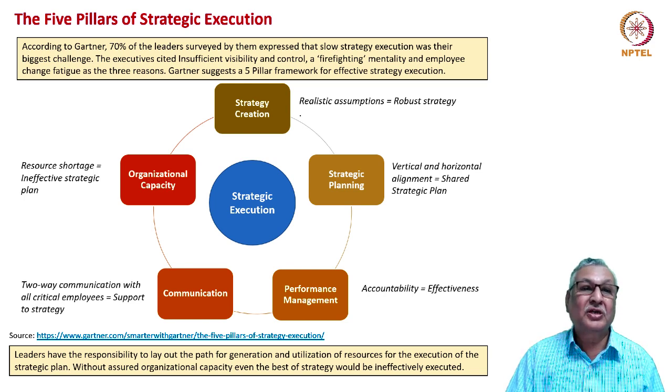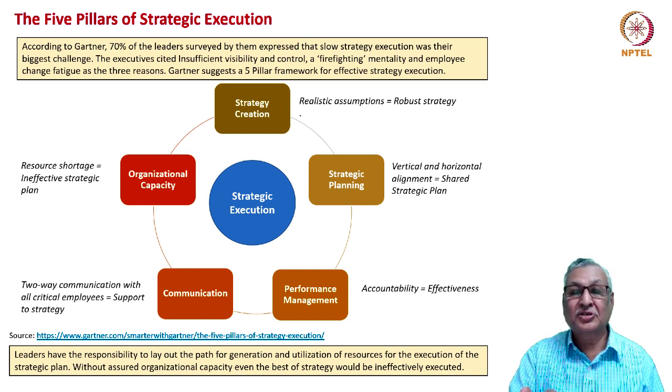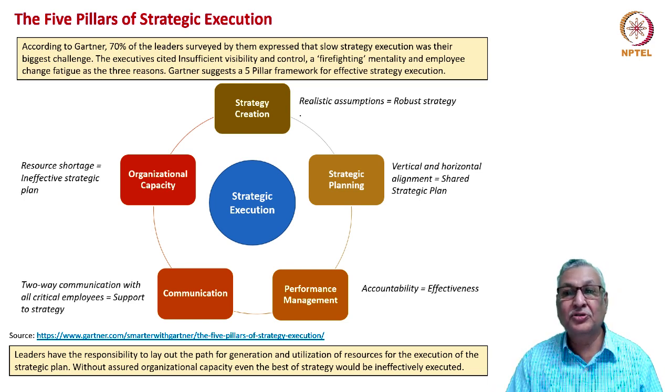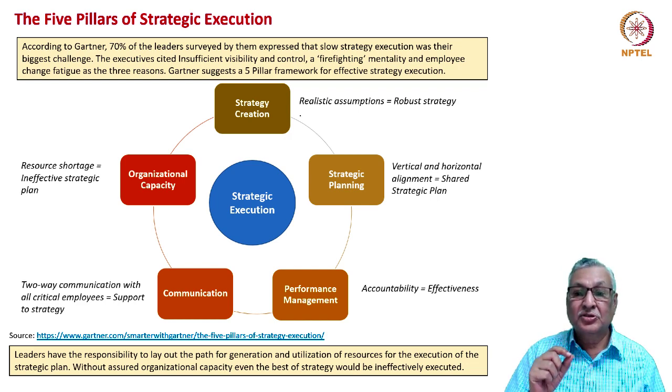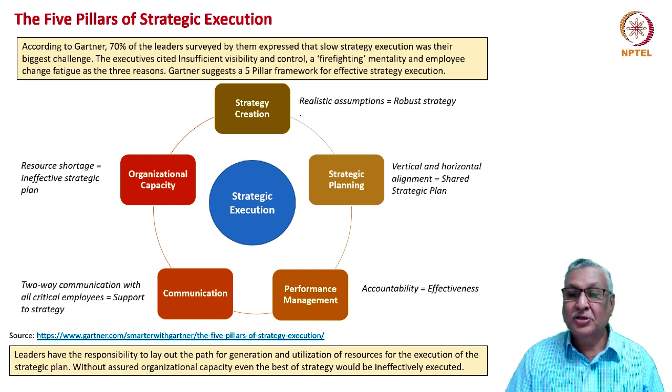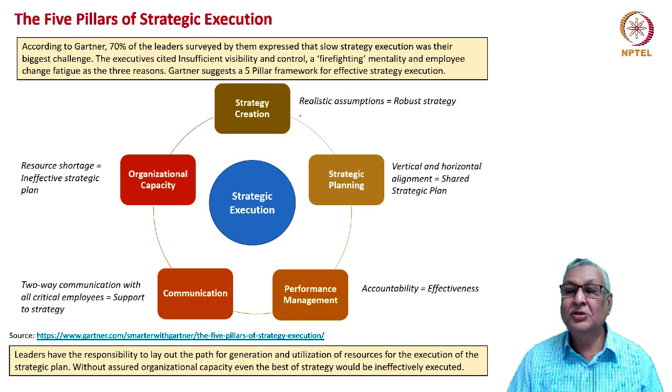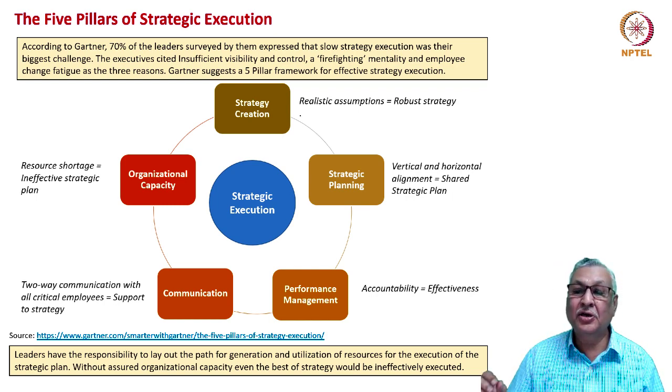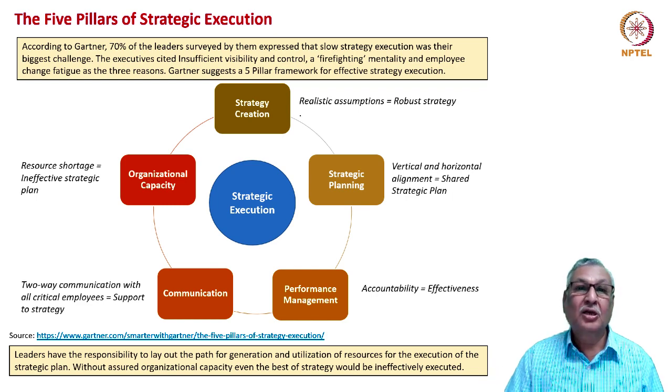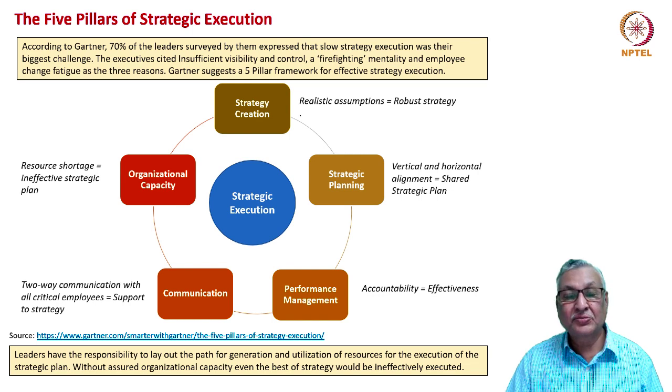The 5 pillars of strategic execution are described in this graphic. 1. Strategy creation. Realistic assumptions will always lead to robust strategy. Second, strategic planning, vertical and horizontal alignment, which we talked about. I would also say vertical and horizontal inclusivity that would lead to a shared and co-owned strategic plan. Third, performance management, where accountability signifies effectiveness.